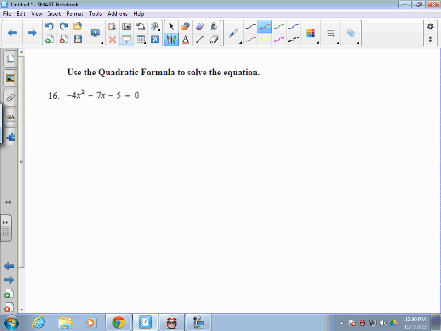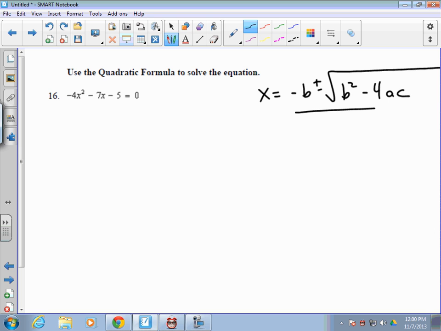16, using the quadratic formula. Quadratic formula: x equals negative b plus or minus the square root of b squared minus 4ac, over 2a. Okay, so all that mouthful being said, all you have to do with this one is plug the values in and simplify it. It's in standard form already, so this is a, this is b, and this is c.